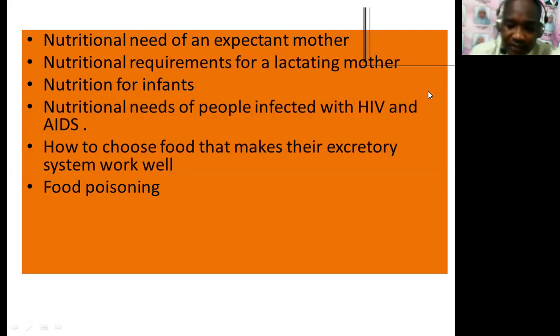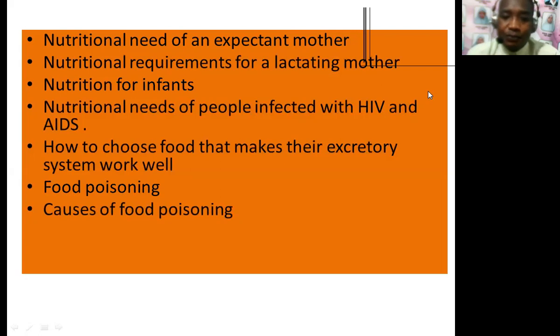Causes of food poisoning. Things that cause food poisoning are called food contaminants or food poisoning agents. There are two main causes of food poisoning. These are chemicals and microorganisms.